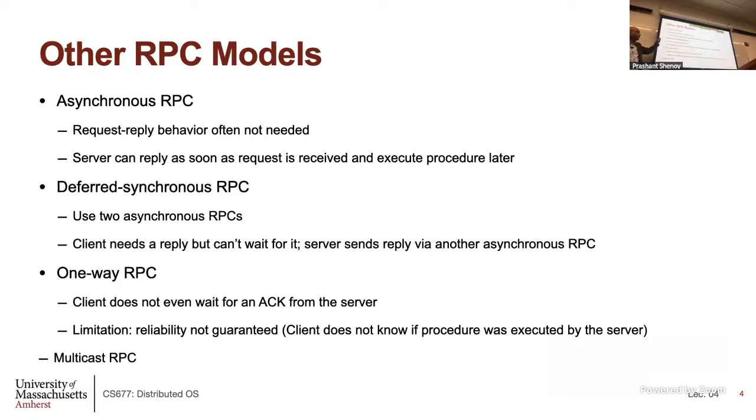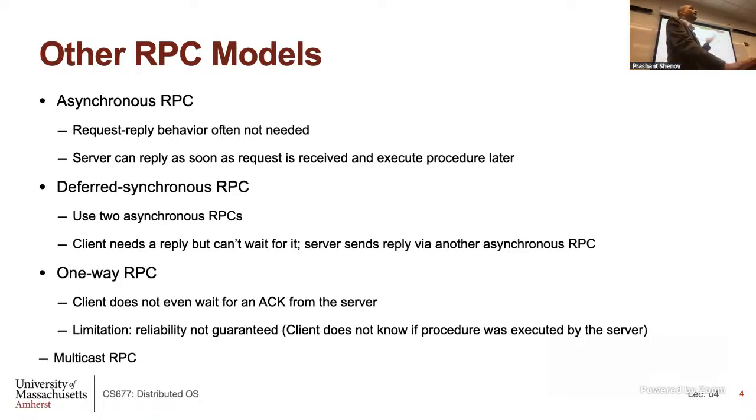There's something called an asynchronous RPC, deferred synchronous RPC, one-way RPC, multicast RPCs. And the difference between all of them is how the interaction between the client and the server changes based on what the client waits for, or whether it waits for anything at all. Okay? So we'll take them one at a time. So what happens in the asynchronous RPC is the client will make an RPC call. Okay? The call is now sent to the server, but the client will not wait for the reply to come back. Okay? It will simply wait for the RPC call to reach the server, and then it will continue execution.